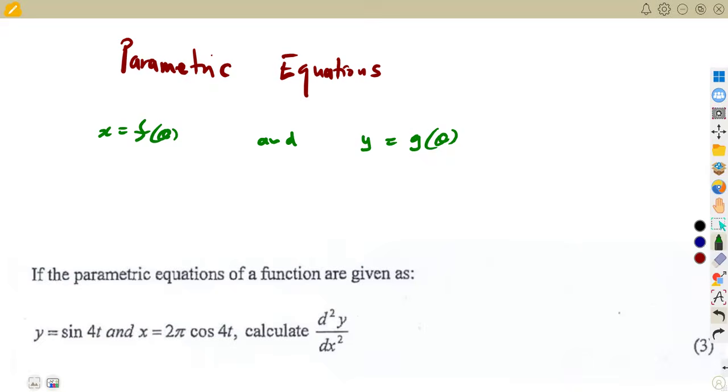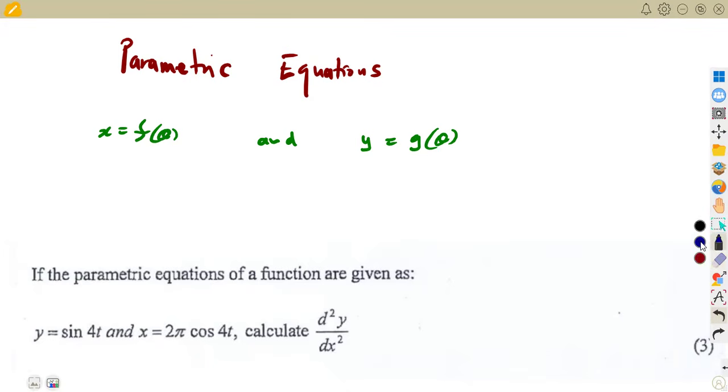Maybe it can be x in terms of t. Think of any variable that you can. It can be in terms of t. x is equal to 2t, y is equal to 3t to the exponent of 3. There are two equations that we have for x and y. Those are parametric equations. They are given in terms of the same variable. So how do we differentiate these?